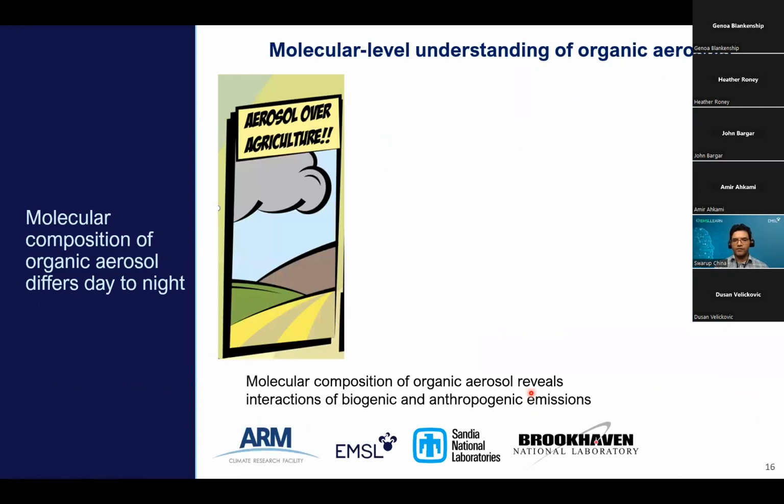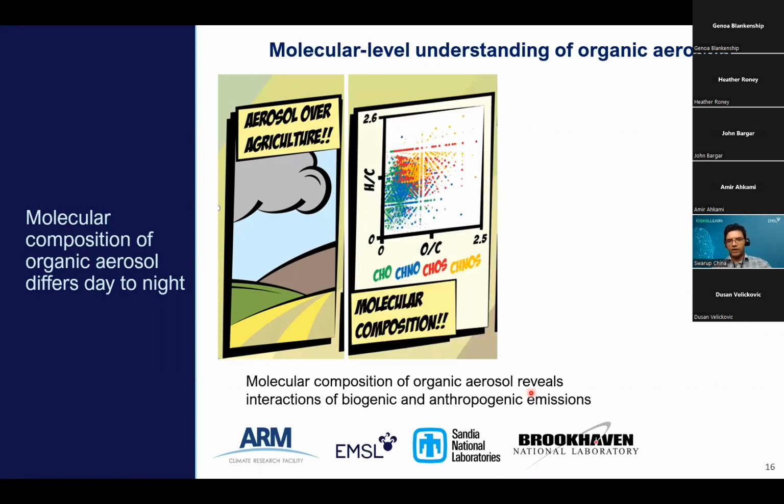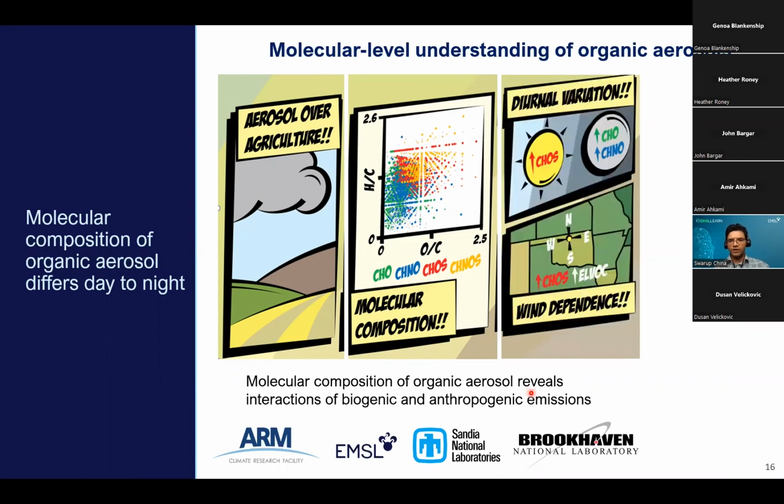The second example I want to highlight is recent work, again in collaboration with ARM, where we're looking at the molecular composition of organic aerosols at one of the ARM sites, the Southern Great Plains, where we collected aerosol at different times during day and night to understand the molecular composition. What we observe is a lot of CHNOS compounds, which are typically the organosulfates you can find in the atmosphere. And typically this happens when you have biogenic and anthropogenic interactions.